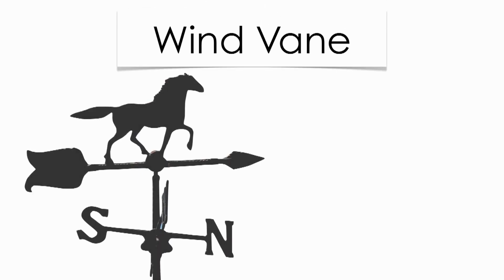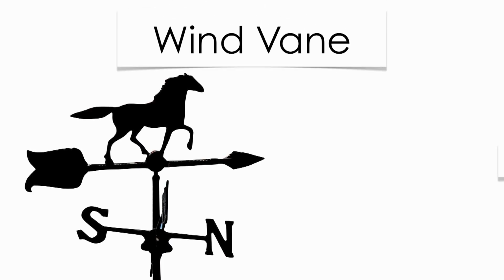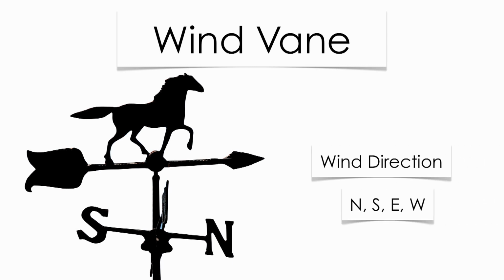Meteorologists use weather vanes or wind vanes to determine wind direction. Now, wind direction obviously is going to be north, south, east, and west. Just keep in mind, winds are named from the direction in which they come from.